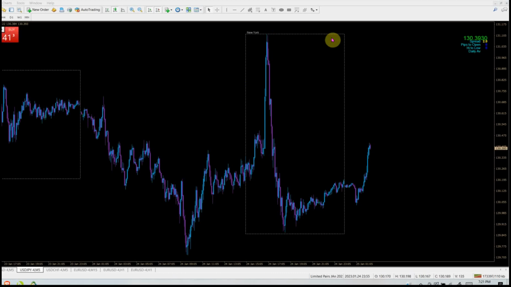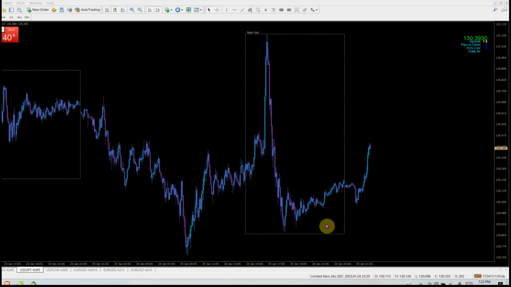This indicator, which you do not need, is a free indicator. If you're using MetaTrader 4 or 5, just go online and Google MT4 or MT5 session indicator. There's a bunch of them. They're free, so don't pay for it. You can download it and set it up, and this is basically what they all look like. It just draws a box around the sessions. Normally it shows all the sessions, Tokyo, London, and New York, and it'll even show Sydney if you want.